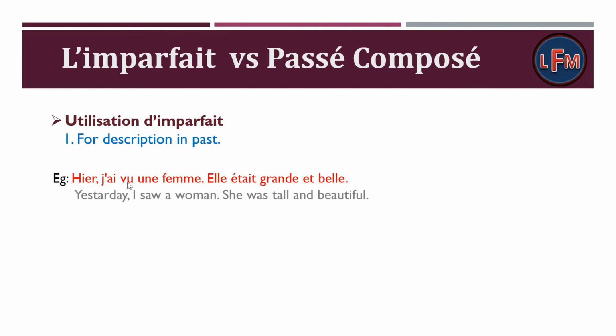So, hier, j'ai vu une femme. This is a completed action in the past. So, we used Passé Composé here. I saw a woman. It is finished. But when we describe something in the past, that she was tall and beautiful, we use Imparfait. Elle était grande et belle.